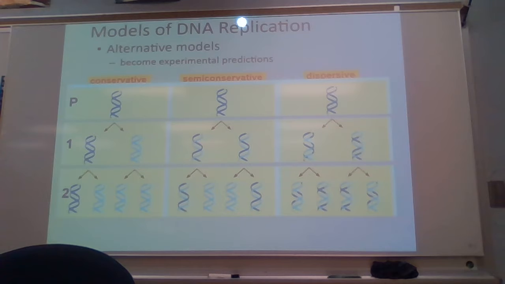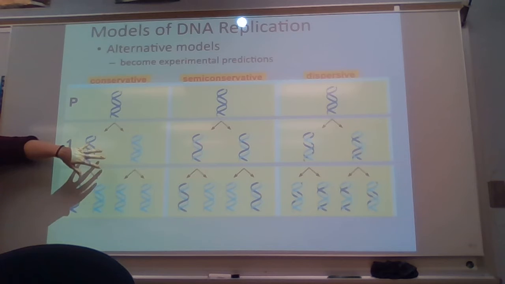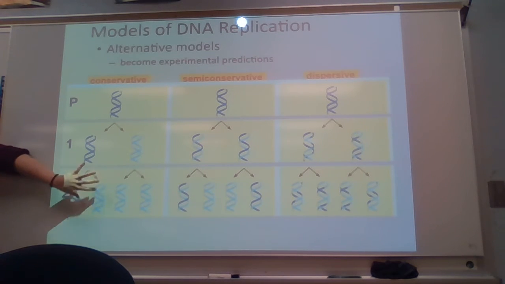All right, so let's take a look at these. First one's called conservative. Conservative means to keep the same, and so in this case, our original DNA strand stays together, right? So it's conserved throughout the rounds of replication. We're somehow just making a new identical molecule that's separate from the old one. And when that divides, that old one is still kept. Okay, so that's the conservative model.